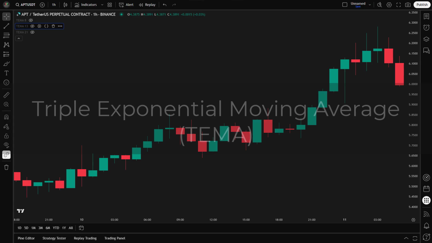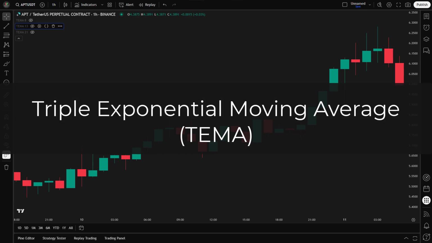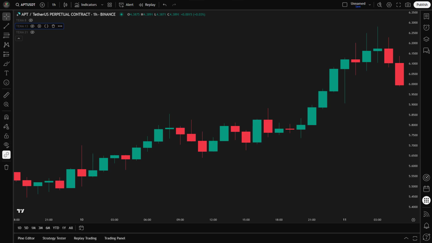1. TEMA. The TEMA, short for Triple Exponential Moving Average, is a smoothing indicator designed to reduce lag compared to traditional moving averages, like the EMA or SMA. It does this by combining a single, double, and triple EMA into one line, giving us a clearer and more responsive view of the trend. We'll use 3 different TEMA periods to identify trend strength and direction.